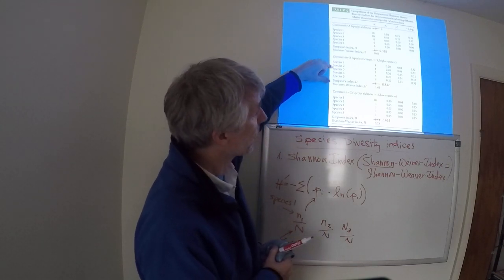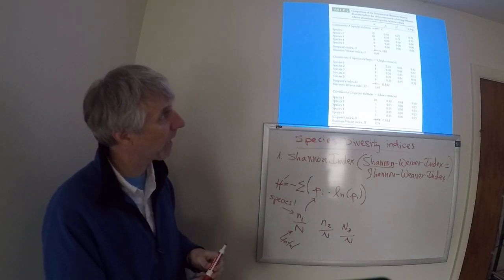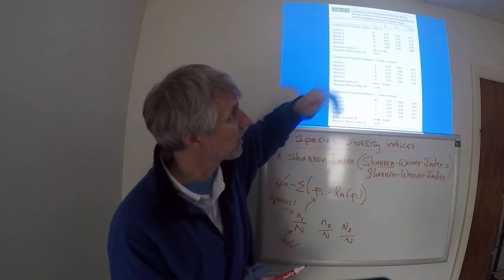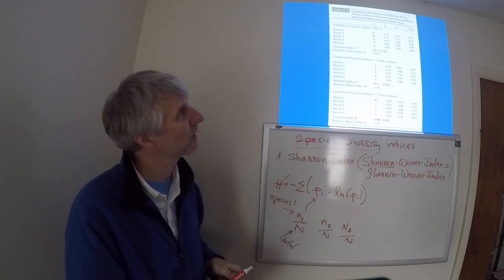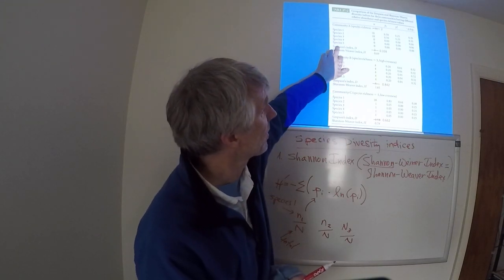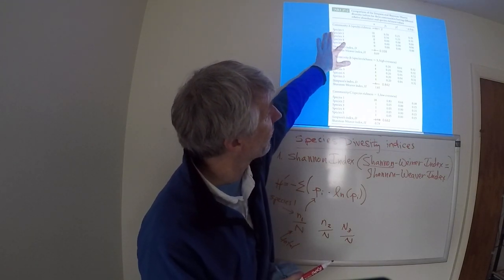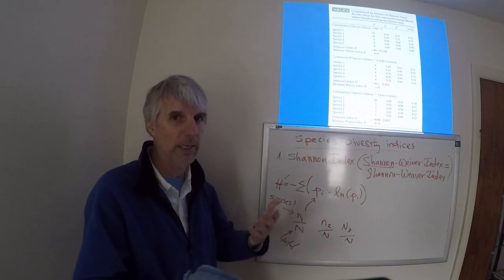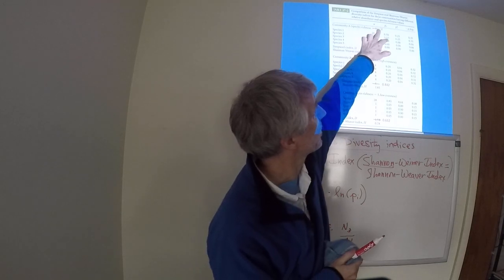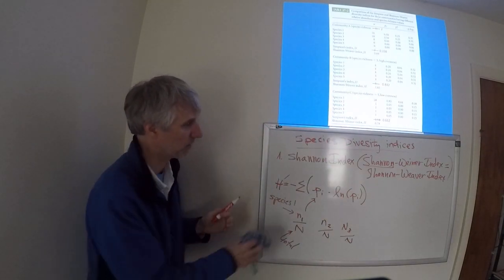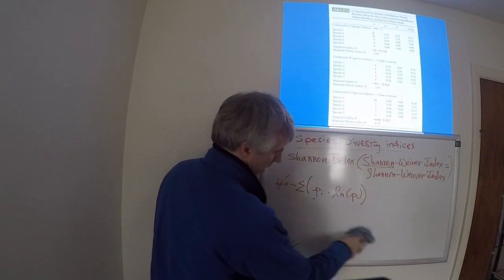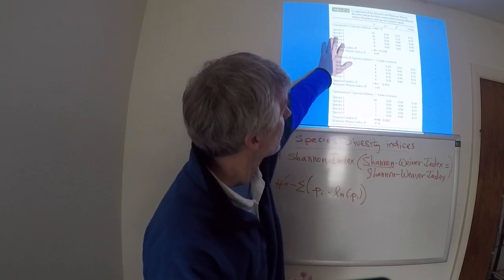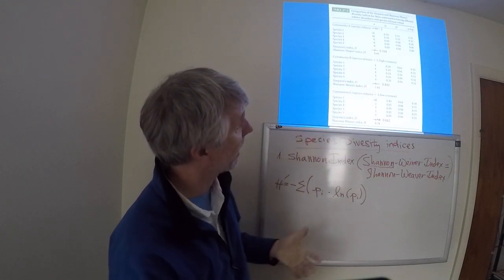But here we have 3 community types: community A, community B, community C. We're keeping track of 5 species in each of these 3 communities. And notice in community A, 3, 4, and 5 don't exist. It's just a community composed of 2 species, 1 and 2. And therefore the species richness of that community should be 2.